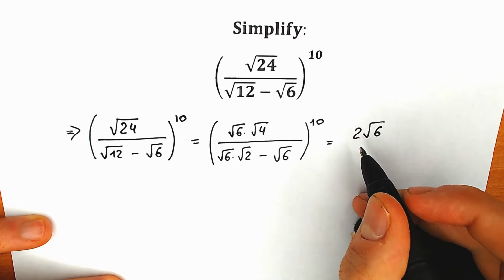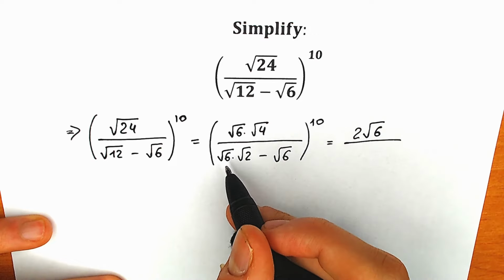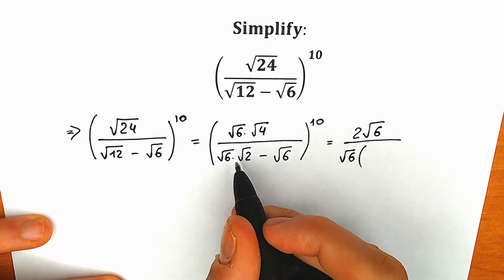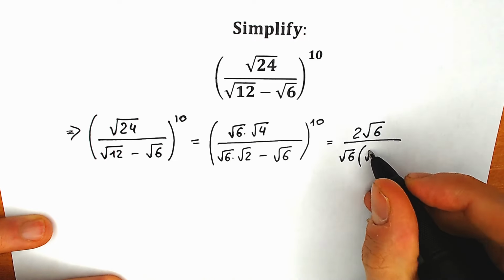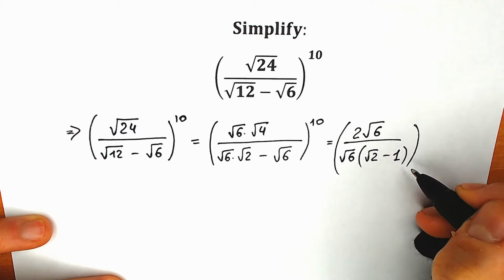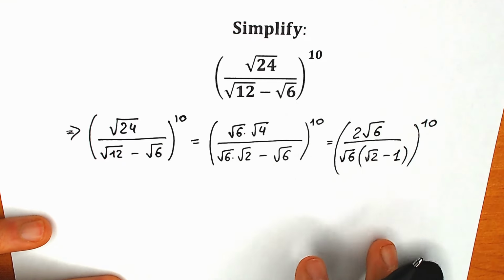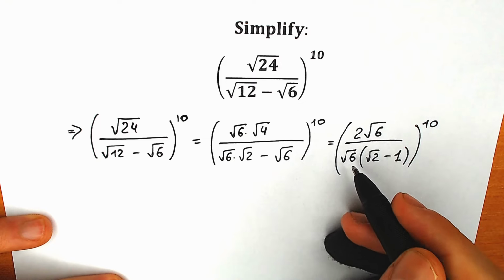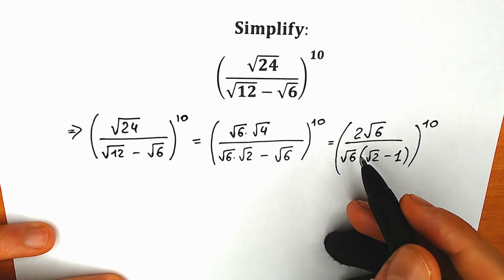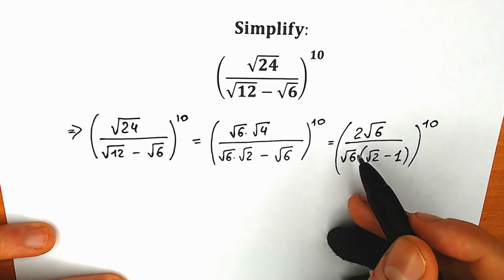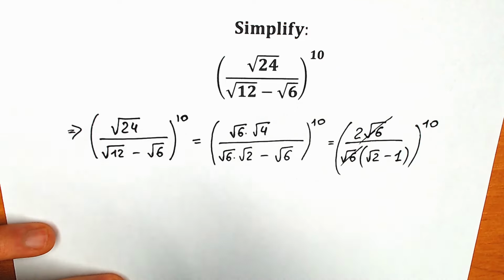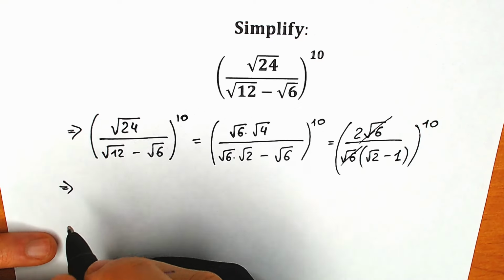So in our numerator we can write like that, and in our denominator we can factor square root of 6. So let's do it: square root of 6, and in our parentheses we have square root of 2 minus 1, and we raise all of this to the power 10. Right now, one really interesting moment, because we can easily cancel this square root of 6, since we have the same thing in our numerator and denominator. We have multiplication, so we can cancel it as a common expression, from the numerator and from the denominator. So as a result, our expression looks like that.